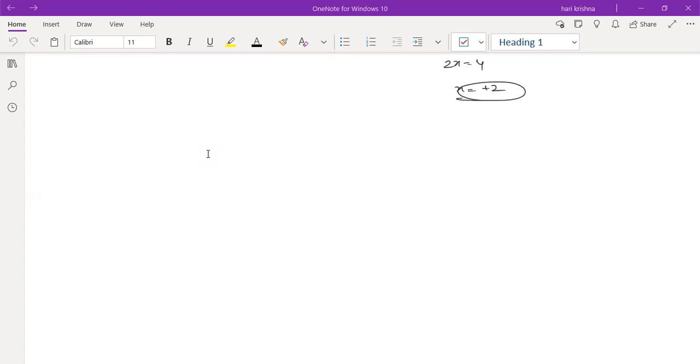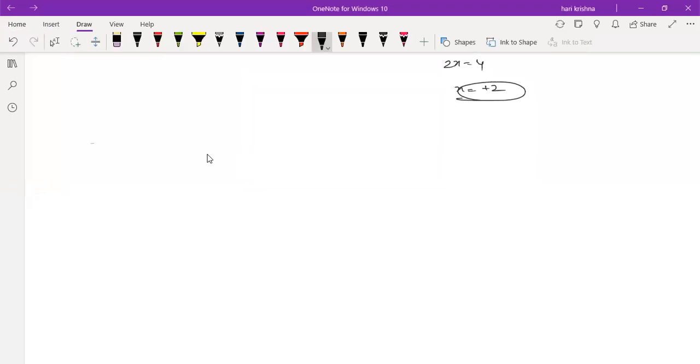So today's topic is the balancing of the redox reactions. In total, we have two methods to balance the redox reactions. They are very important methods. Okay, listen carefully. First we'll discuss the rules, then we'll go for the problems.